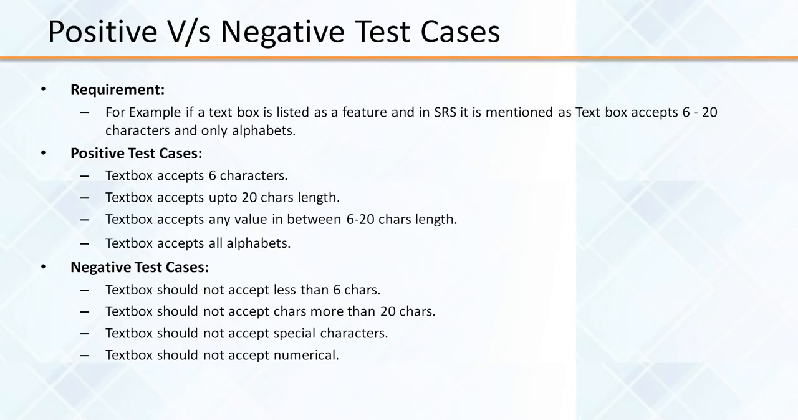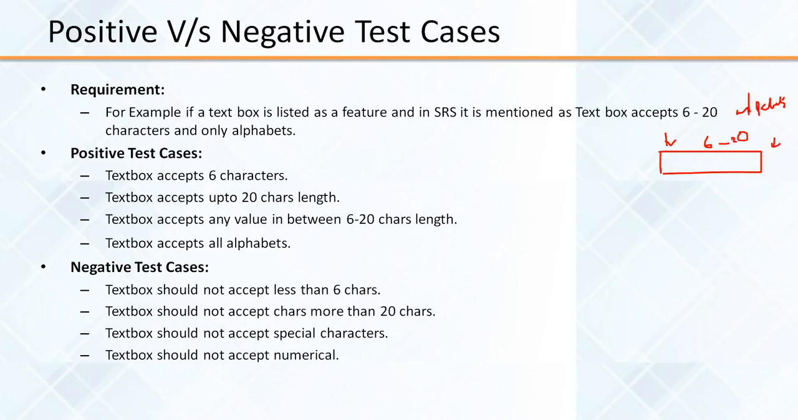Now I have one requirement here. I have a text box. My requirement is that the text box is listed as a feature in the SRS and mentioned as: text box accepts 6 to 20 characters. This is the range. Only alphabets. Alphabets means you should not allow special characters and you should not allow numbers. The minimum range is 6, the maximum is 20. So that's my requirement. How do we write the positive test cases for this?